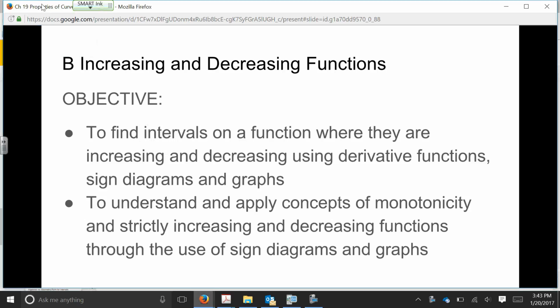All right, next we're taking a look at the next section in this chapter, properties of curves. We're looking at increasing and decreasing functions. We have a couple of objectives. We're going to find intervals on a function where they're increasing and decreasing using derivatives and sign graphs and everything like that. And we're going to understand the idea of monotonicity and strictly increasing and decreasing functions through the use, again, of sign diagrams and graphs.